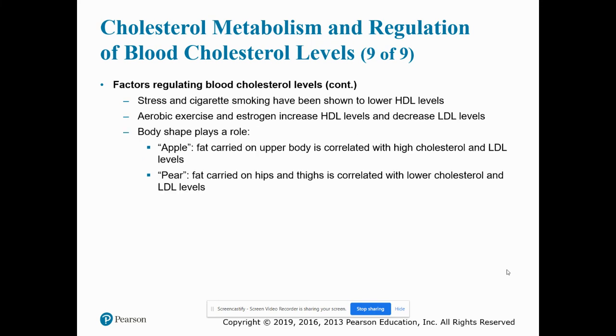Stress and cigarette smoking have been shown to lower HDL levels. Aerobic exercise and estrogen have been shown to increase HDL levels and decrease LDL levels. And body shape plays a role. If a person has an apple shape, where the fat is carried on the upper body, this is correlated with high cholesterol and LDL levels. A pear shape, where the fat is carried on the hips and thighs, is correlated with lower cholesterol and LDL levels.